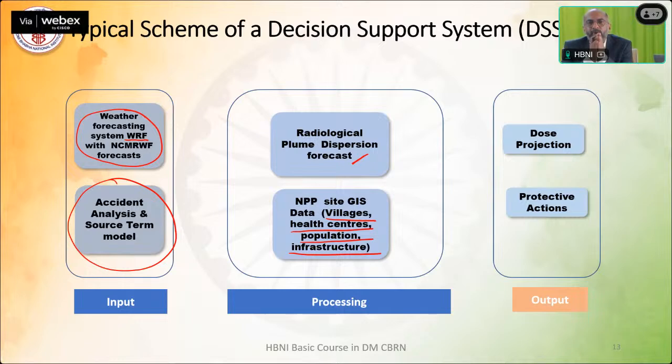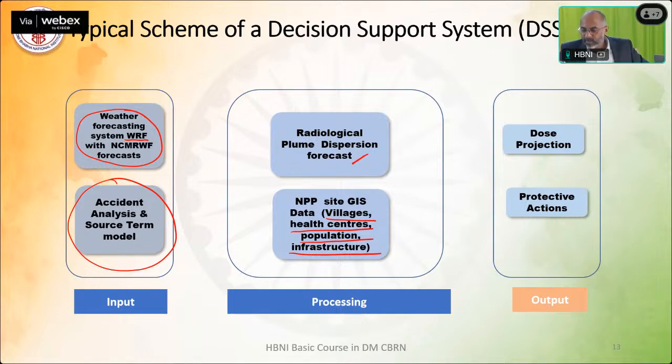Okay, so in processing, you use dispersion modeling, and then you get the doses, and depending upon the particular village and the GIS, that is geographical information system data, you take your decisions accordingly. I will briefly give you a picture of how it actually looks, so that you can appreciate how the model helps you.